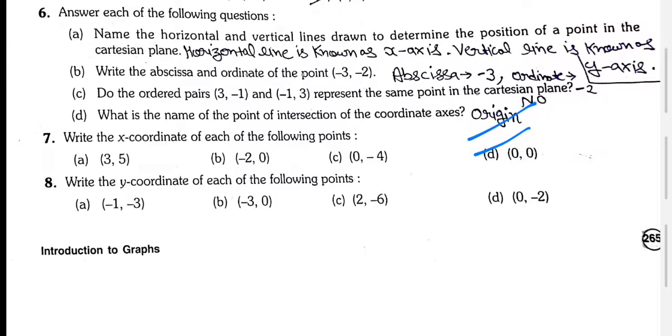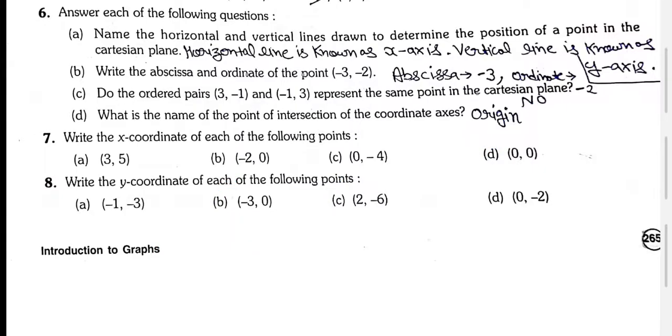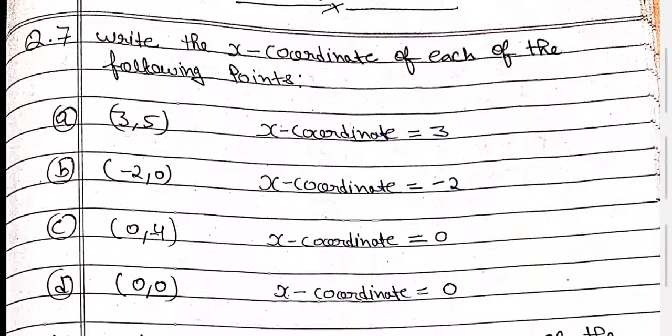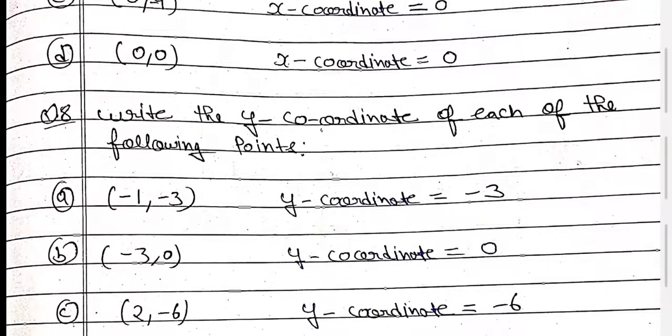Now write the x coordinate of each of the following points. Some values are given here and you have to write the x coordinate. So which one represents the x coordinate? Always the first one. First one represents the x coordinate and second one represents the y coordinate. So what is the x coordinate? Here 3, here -2, here 0 and here 0. Just see here, the x coordinate is 3, x coordinate is -2, x coordinate is 0 and x coordinate is again 0.